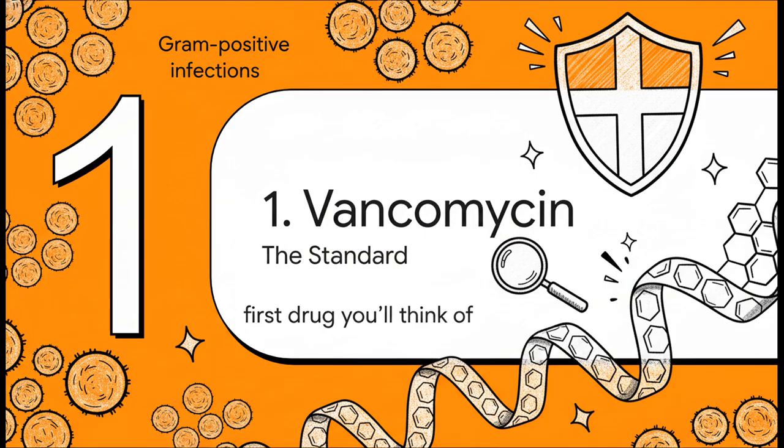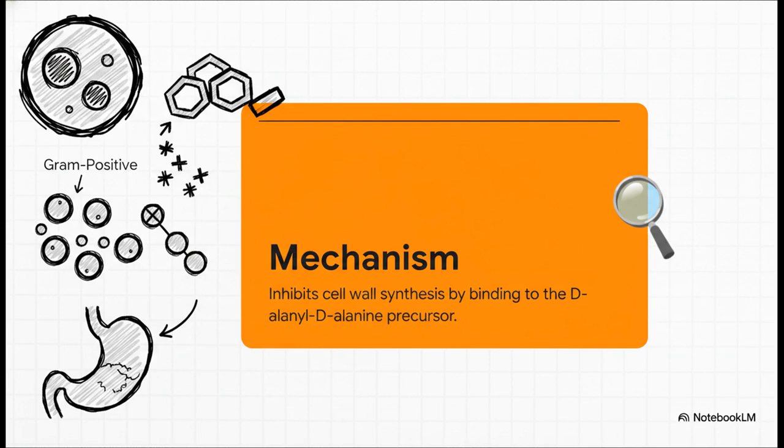All right, let's jump right into Section 1, vancomycin, which is really our glycopeptide standard. Vancomycin is often the very first drug you'll think of for serious gram-positive infections in clinical practice, right? So how does it work? It works by inhibiting bacterial cell wall synthesis. Specifically, it binds directly to the D-alanine cell wall precursor, and by binding there, it physically blocks the peptidoglycan polymerization. It's like putting a cap on a building block so nothing else can stack on top of it.